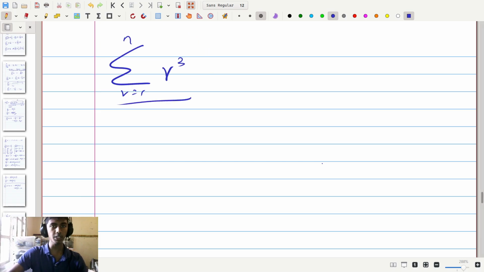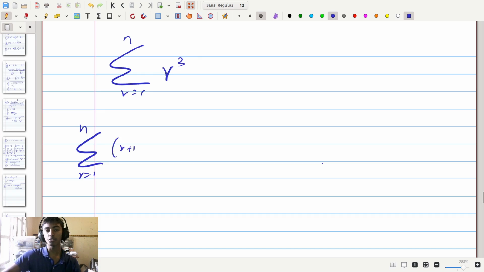Once again, as I hinted to earlier, we're going to be using a telescoping sum. To find the sum of r cubed, we're going to be using the telescoping sum sigma r equals 1 up to n of r plus 1 to the power of 4 minus r to the power of 4. In general, if you want to find the sum of r to the power of, let's say, k, you can do it by finding the telescoping sum of r plus 1 to the power of k plus 1 minus r to the power of k plus 1.